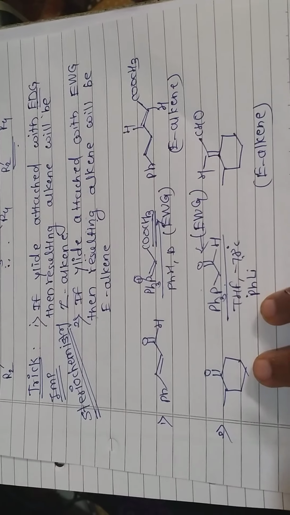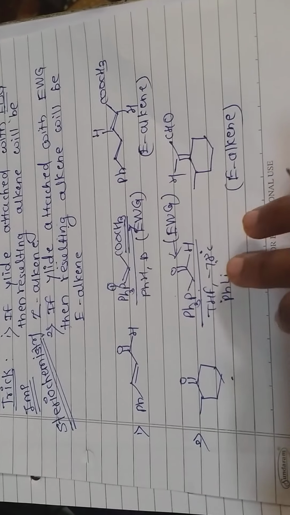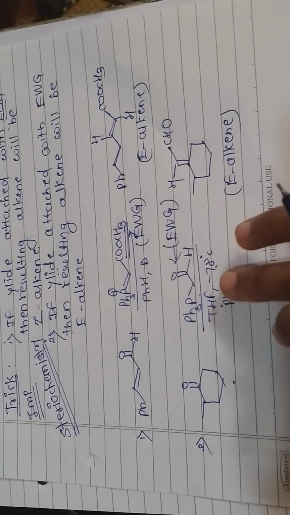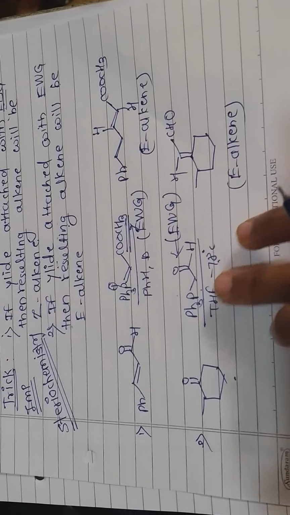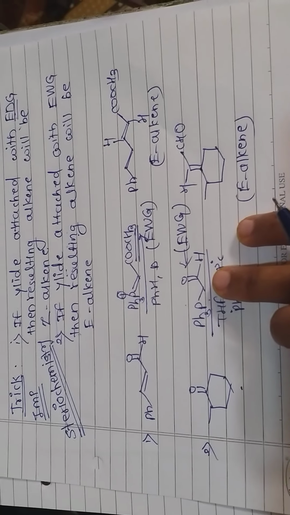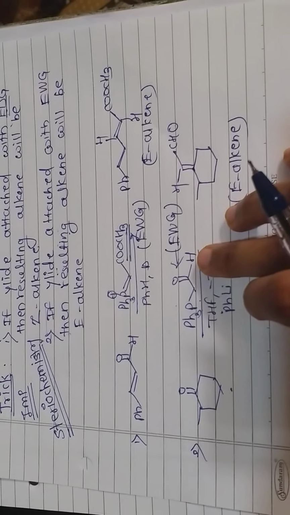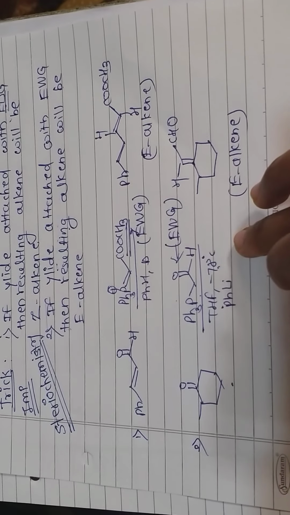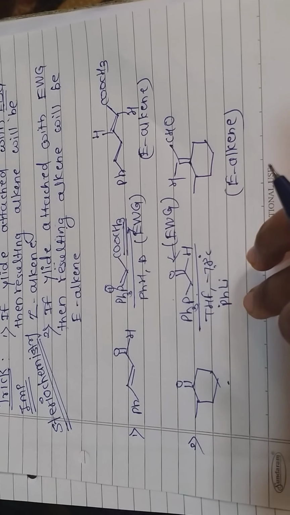And let's see another example. This is a cyclic ketone and in presence of phosphorus ylide attached with an aldehyde, which is an electron withdrawing group, in presence of THF, minus 78 degrees Celsius and PhLi, it will give E alkene as a major product.